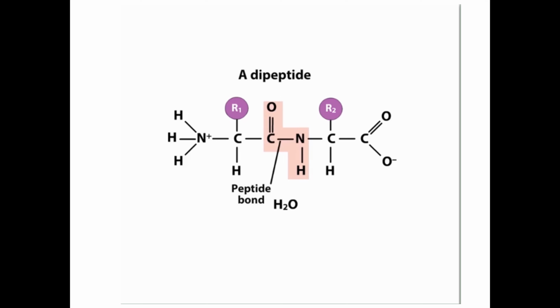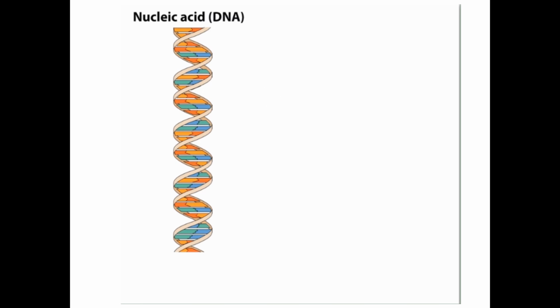in which the amino group of one amino acid reacts with the carboxyl group of another amino acid, releasing a molecule of water. The two amino acids link, resulting in a dipeptide linked by the peptide bond.